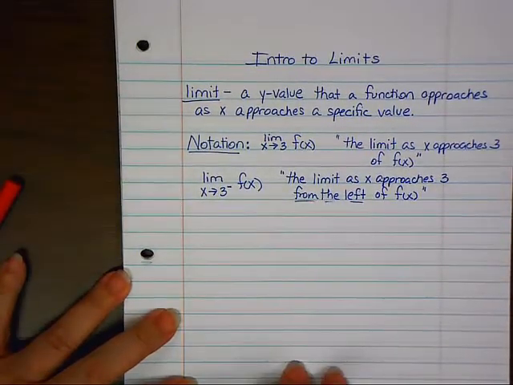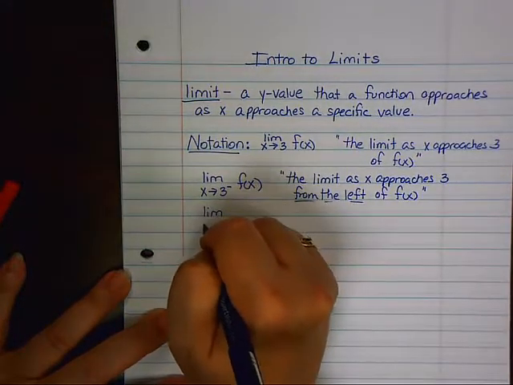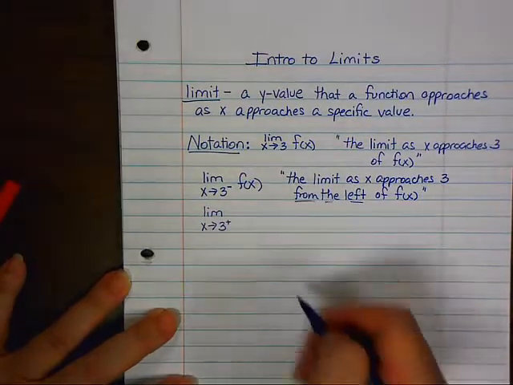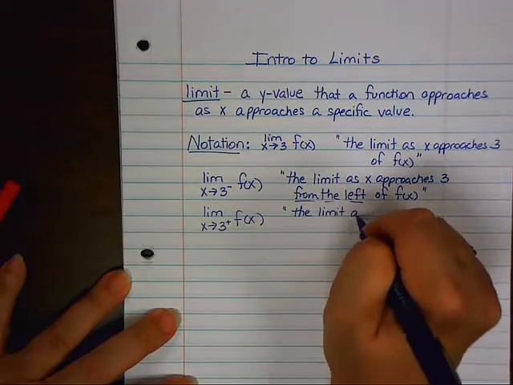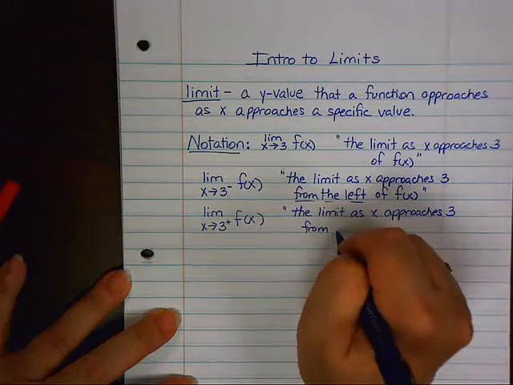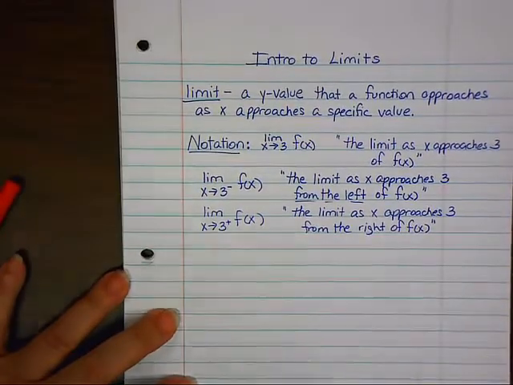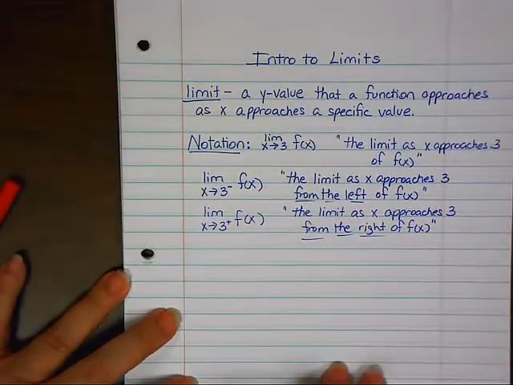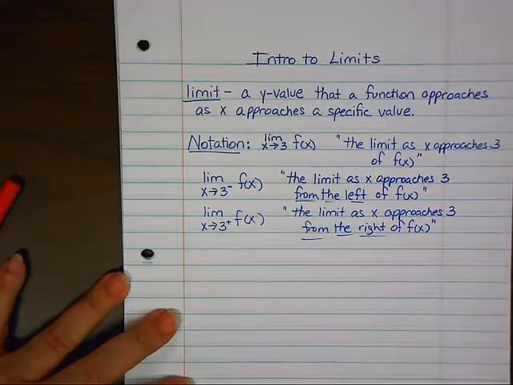How do you think it would be written if I wanted to say coming at 3 from the right? How do you think the notation would look if I wanted to do 3 from the right? With a plus sign, exactly. So you would write LIM with an x and an arrow and a 3 and a plus sign for an exponent. That means from the right. So this is the limit as x approaches 3 from the right of f of x. So the plus sign means from the right, the minus sign means from the left. And probably at this point you still don't know what I'm talking about, and that's okay. We're getting to the meat of it. I've just got to set the stage first before we get going.